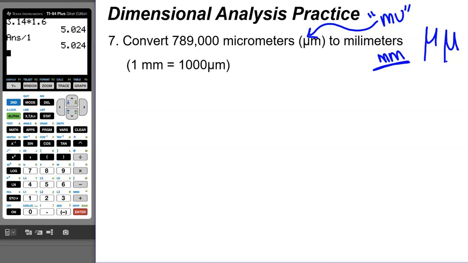But this is just like any other problem. Even though we have a kind of weird unit, micrometers, it's just like any other problem. We find our given value, convert 789,000, and we keep underlining until we have a unit to go with it, so micrometers. And we write that all the way to the left-hand side of our page.